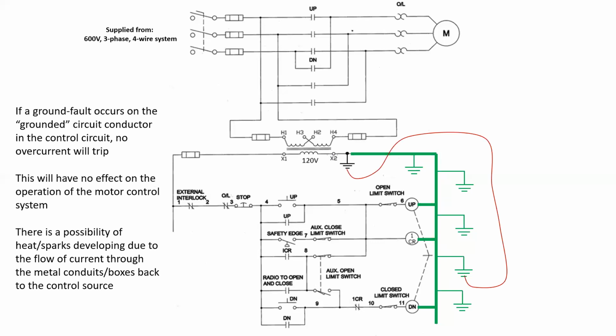There is the possibility of heat and sparks developing due to this flow of current through the metal conduit and boxes and back to the control source. However, again, the overcurrent device will not trip.